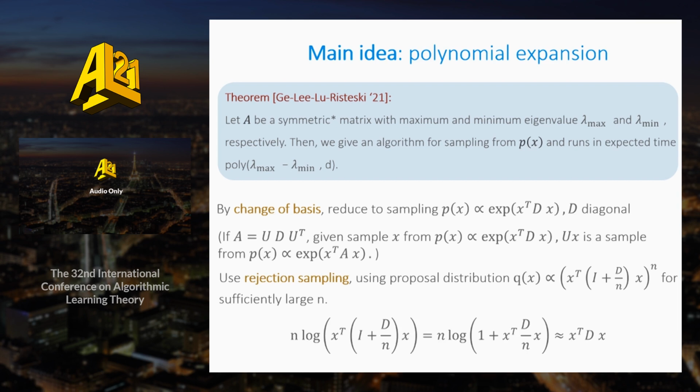Towards how this is useful, this is essentially a Taylor expansion. If we take the logarithm of the expression for Q, we get n times the logarithm of x transpose (I plus D over n) x, which, using the fact that x is a unit norm vector, is n times the logarithm of 1 plus x transpose (D over n) x, which, using the approximation of log of 1 plus x being approximately x for small x, should approximately be equal to x transpose Dx. Making this formal, we can show that for sufficiently large n, P and Q will be multiplicatively at most a constant factor away.